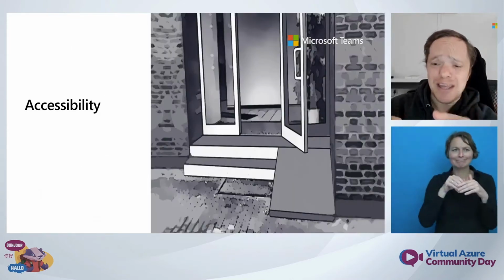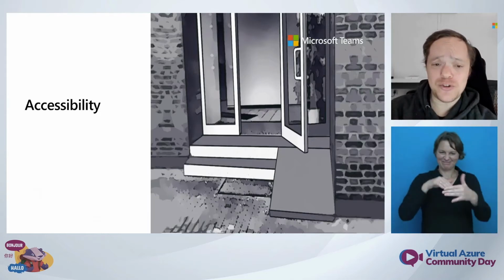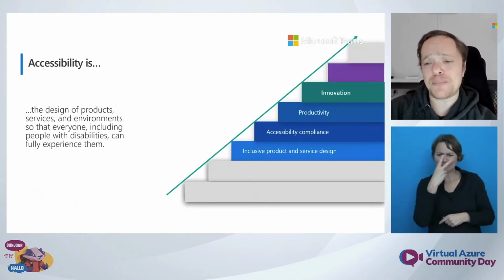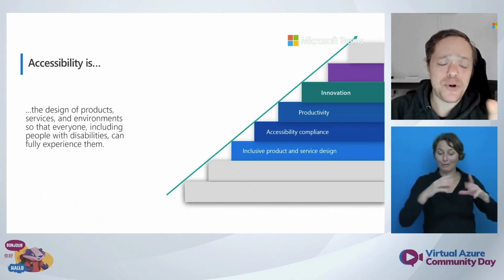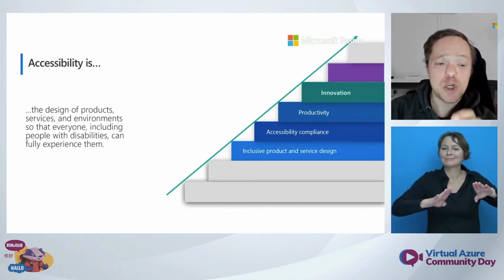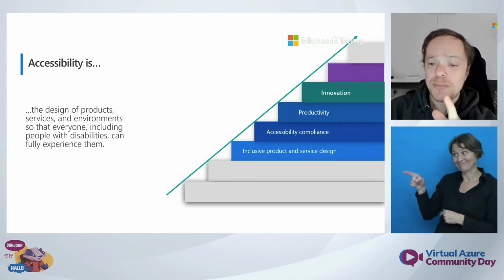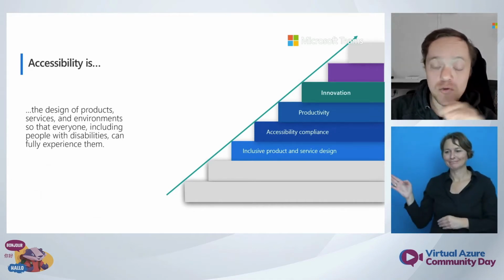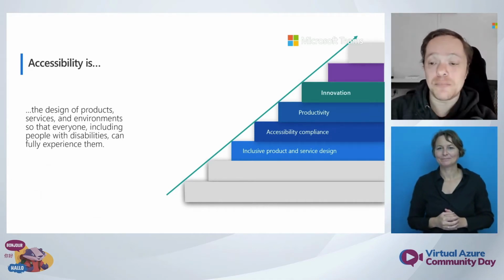What does it actually mean? You can see here, this is an inaccessible wheelchair ramp. And I need to start by explaining that accessibility is the design of products, services, and environments so that everyone, including people with disabilities, can fully experience them. It's not bolt-on. No one ever defined accessibility as bolt-on.